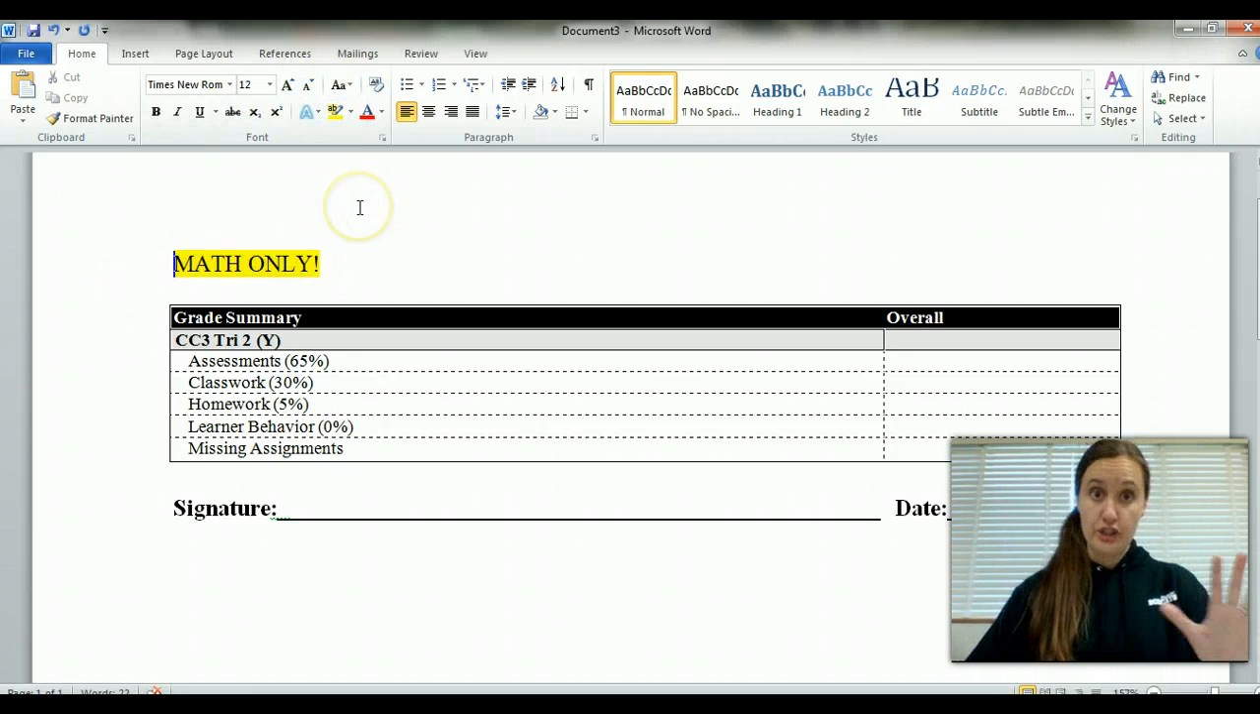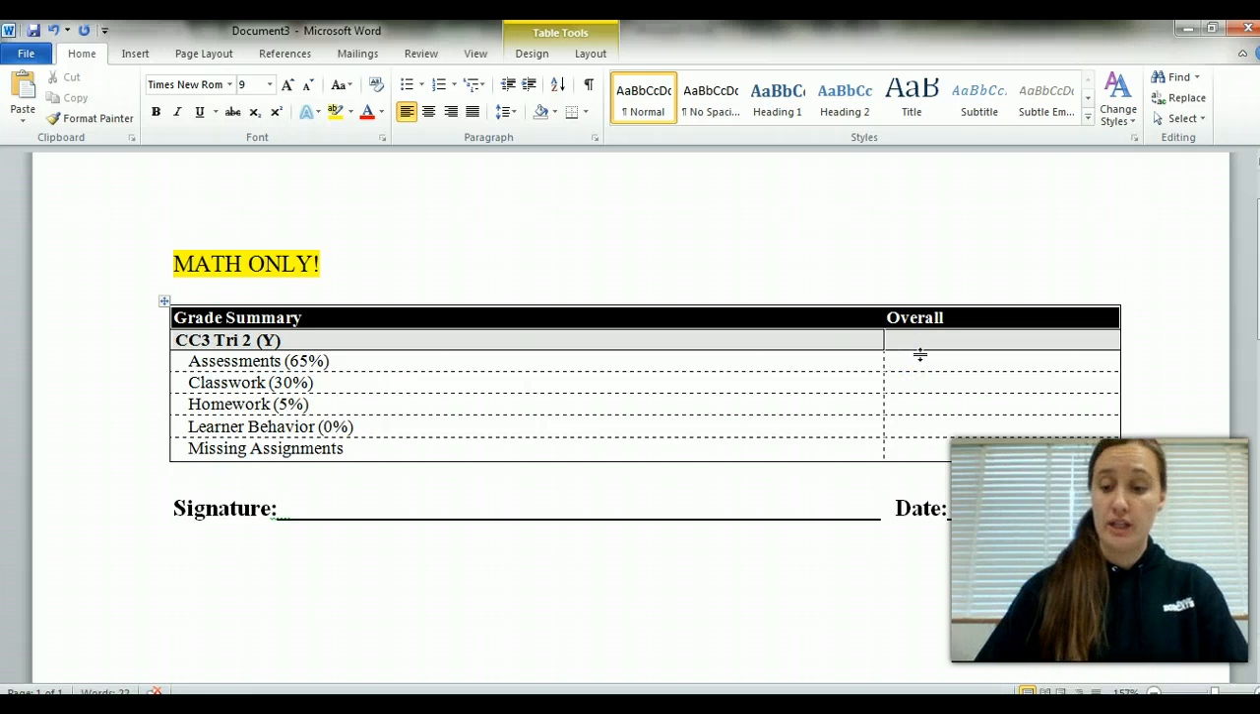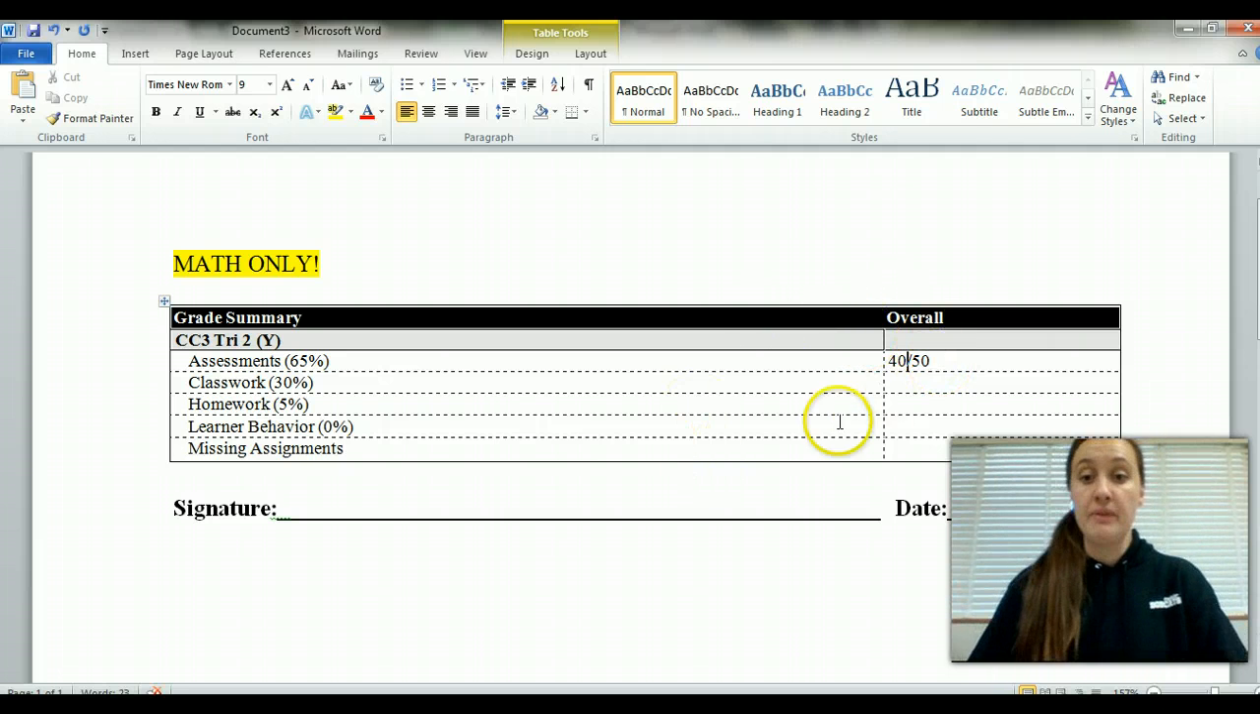So to understand what you're looking at, the first thing that we're going to look at right here is the assessments. Assessments, you can see, are 65% of my overall grade. So what you would normally see here is a fraction. Let's say there was a total of 50 points for assessments so far in this try, and your student was about at a 40 out of 50 on that. They would have a certain percentage, and that would be their assessment grade.